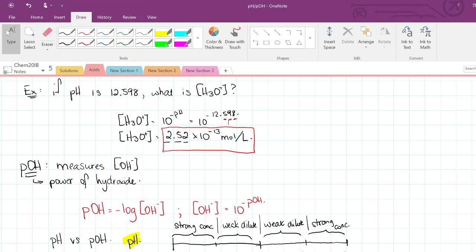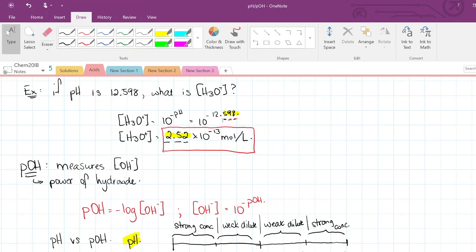So I put this into my calculator. I want you guys to do that as well. And you should get 2.52 times 10 to the negative 13 moles per liter. Notice that I've expressed my final answer to 3 significant digits because my pH has 3 decimal places. And remember I said that the exponent represents the pH. So the exponent should be pretty darn close to what your pH value is. Notice I have an exponent of 13 and my pH is 12.598. So it's pretty close. The exponent always represents the pH.